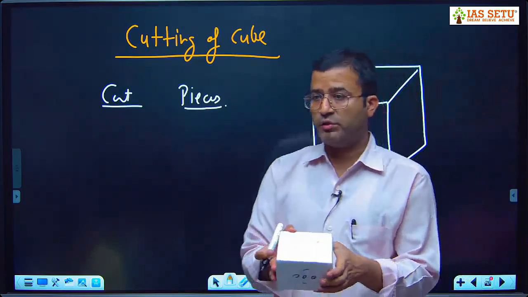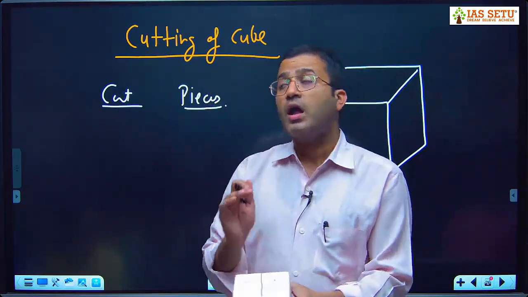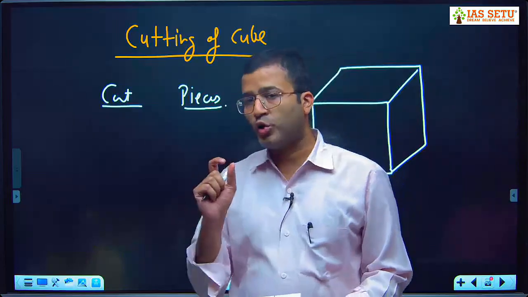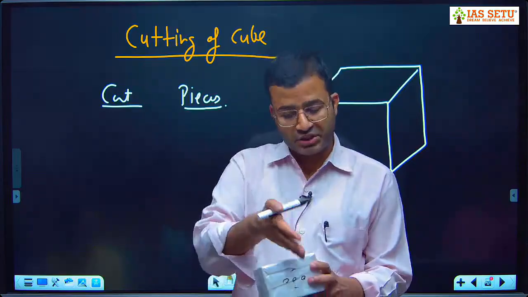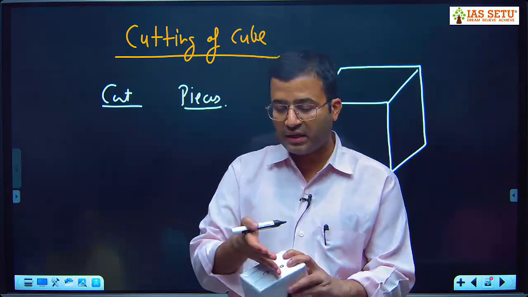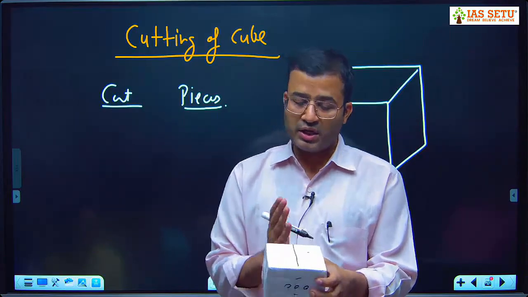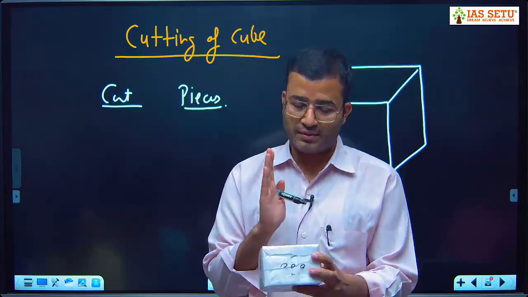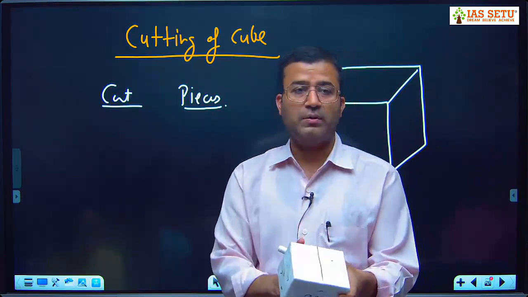This is our cube. If I make one cut on this axis, and here when we talk about cut in our topic, cut means straight cut and throughout the cube. Don't cut halfway and torture it. If you cut something, cut it completely, don't torture it. Full and straight.